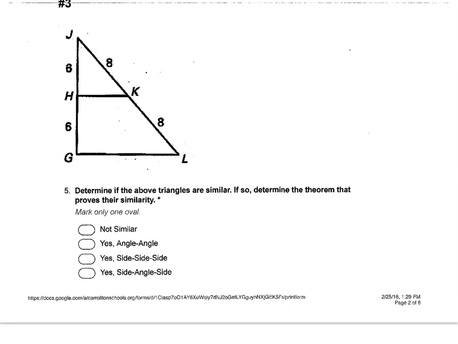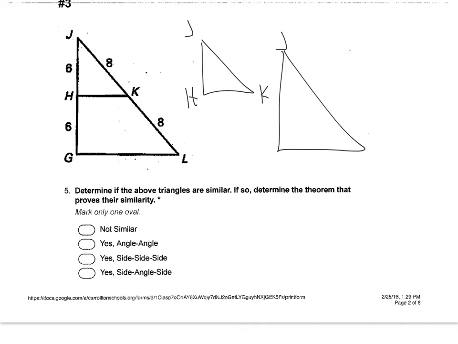Same exact thing. I'm going to redraw my triangles. You've got the little one up top, and then you've got the big one here. So we have J, H, and K. And we have J, G, and L. So this is 6. This whole thing here would be 12. This is 8. This would be 16. Again, you need to figure out which one of these would be the correct theorem to use if they're similar. If they're not similar, mark not similar. That's how it works.